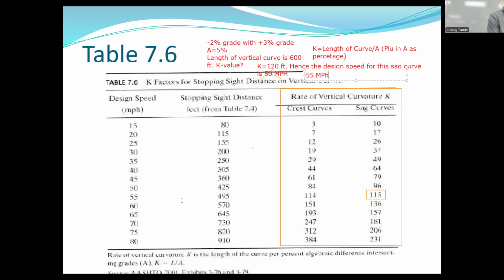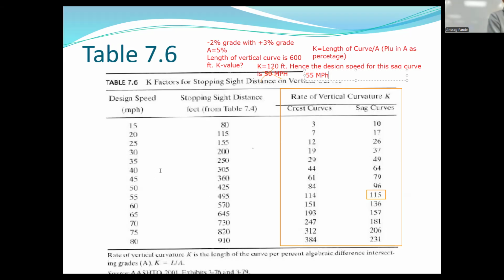Now, one thing you'll notice about this table: in the test, I will only give you this table, and this actually has the stopping sight distance from table 7.4 as well. The last column of table 7.4 is also incorporated within this table. Does that make sense? So it can also help you. Hey, what's the stopping sight distance for 60 miles an hour? You can just say, okay, 570 feet. That last column of table 7.4 is also here.